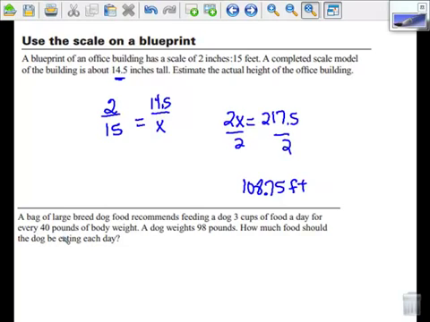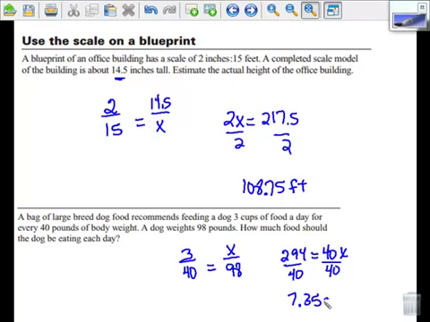Here we have a bag of large breed dog food. It recommends feeding a dog 3 cups of food a day for every 40 pounds of body weight. A dog weighs 98 pounds. How much food should the dog be eating a day? So I'm going to do cups of food over weight. So 3 cups for 40 pounds equals x cups for 98 pounds. So I have cups over pounds, cups over pounds. 3 times 98 is 294. That equals 40x. Divide by 40. And I get 7 and 35 hundredths cups equals x. So for me, honestly, for my dog, I'd probably end up giving him 7.5 cups a day, just to round it off to make it nice.